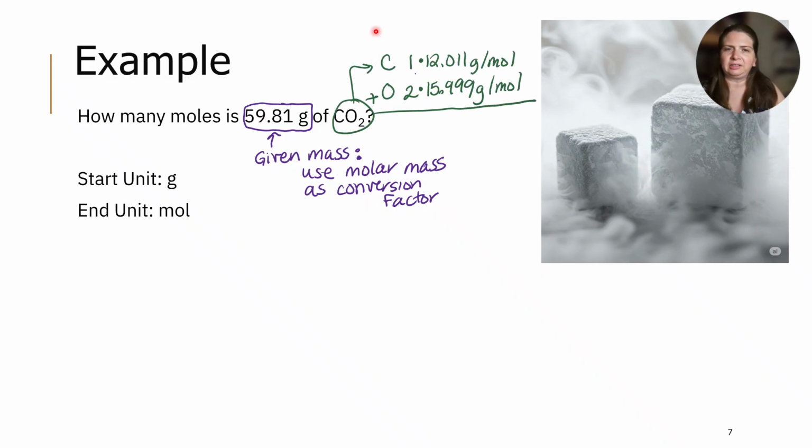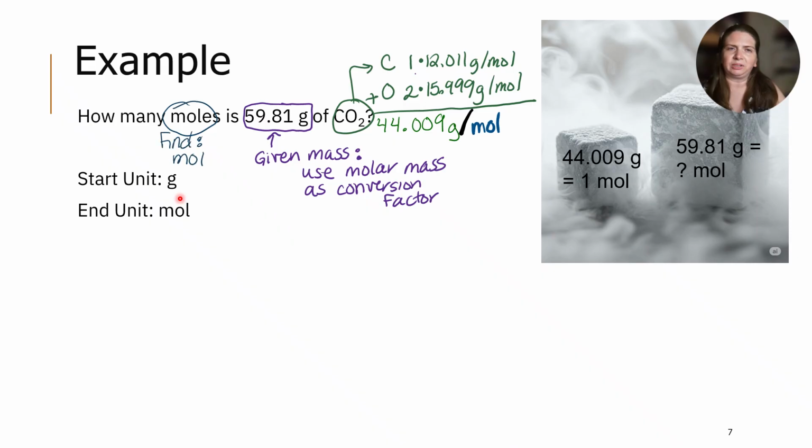Carbon dioxide contains 1 carbon atom and 2 oxygen atoms. 1 times 12.011 grams per mole plus 2 times 15.999 grams per mole is equal to 44.009 grams per mole. Next, we use dimensional analysis to convert from grams to moles. It is helpful to include both the unit and the chemical formula when showing your work.